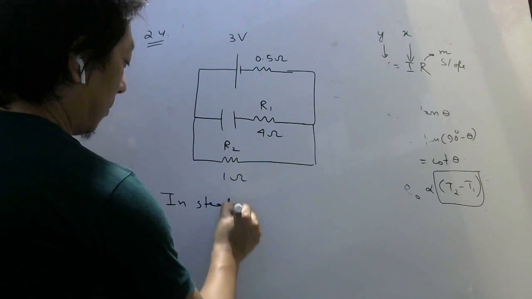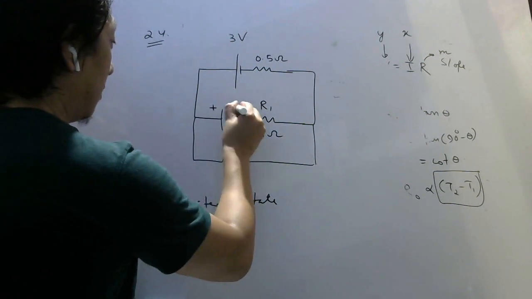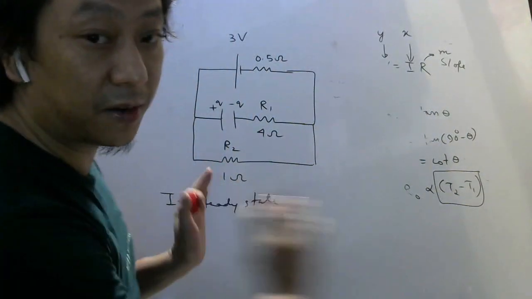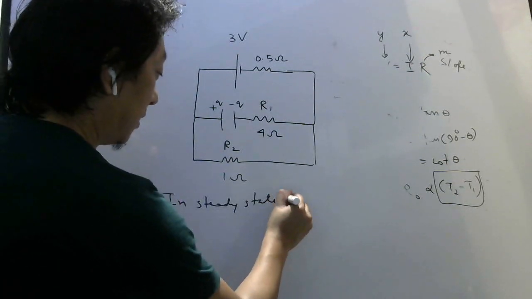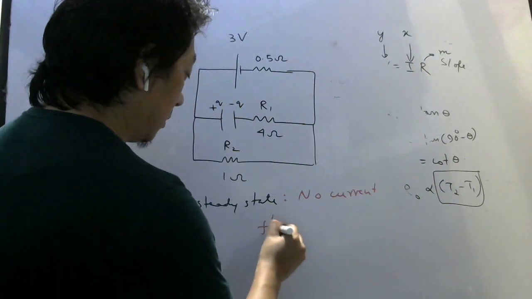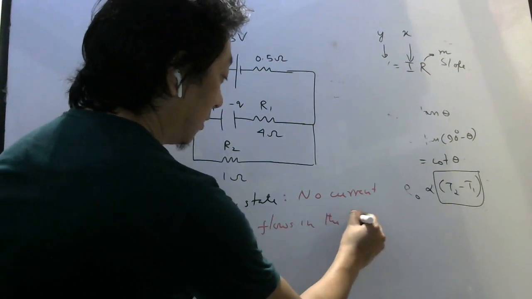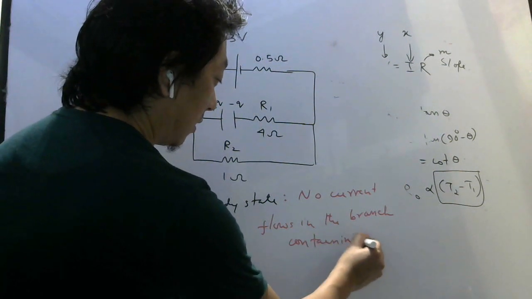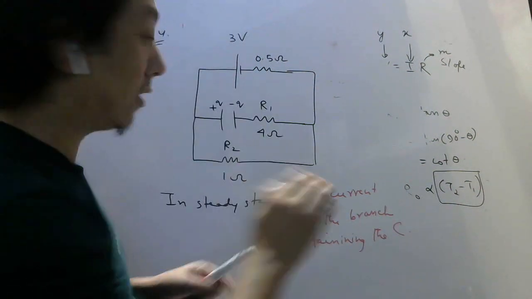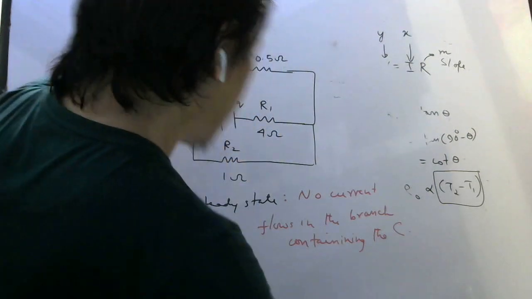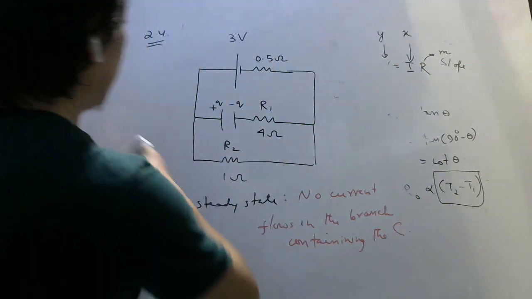In steady state, what will happen? In steady state, the capacitor will be fully charged. And once the capacitor is fully charged, please remember this. Let me write it in a sentence. In steady state, no current flows in the branch containing the capacitor. So in that branch where there is capacitor, there cannot be current because this has been fully charged. So no current can flow through the capacitor. So there is no current in this branch. So whatever current will flow like this.